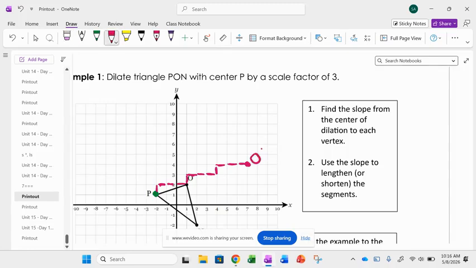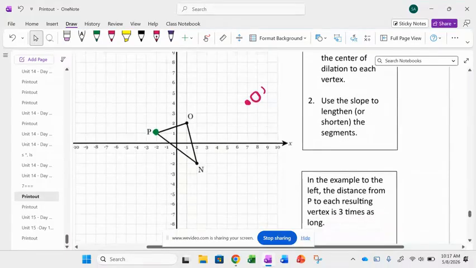How come I don't have a P prime? Anybody know how come I don't have a P prime written down, Jordan? That is the center of dilation. So to get from P to P prime, aren't I just staying where I am, right? So it's not moving because that is the center of dilation.